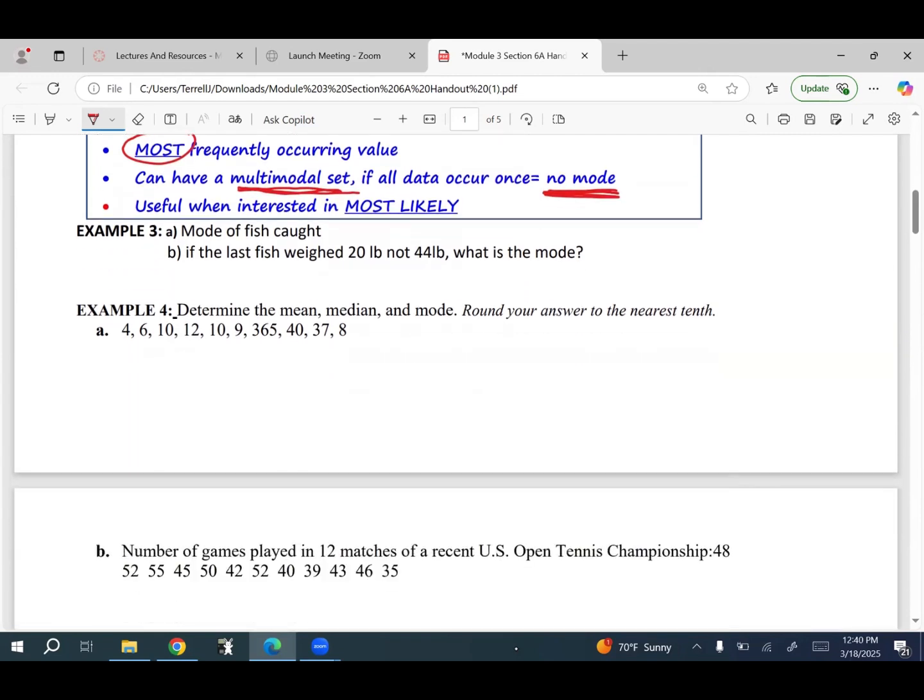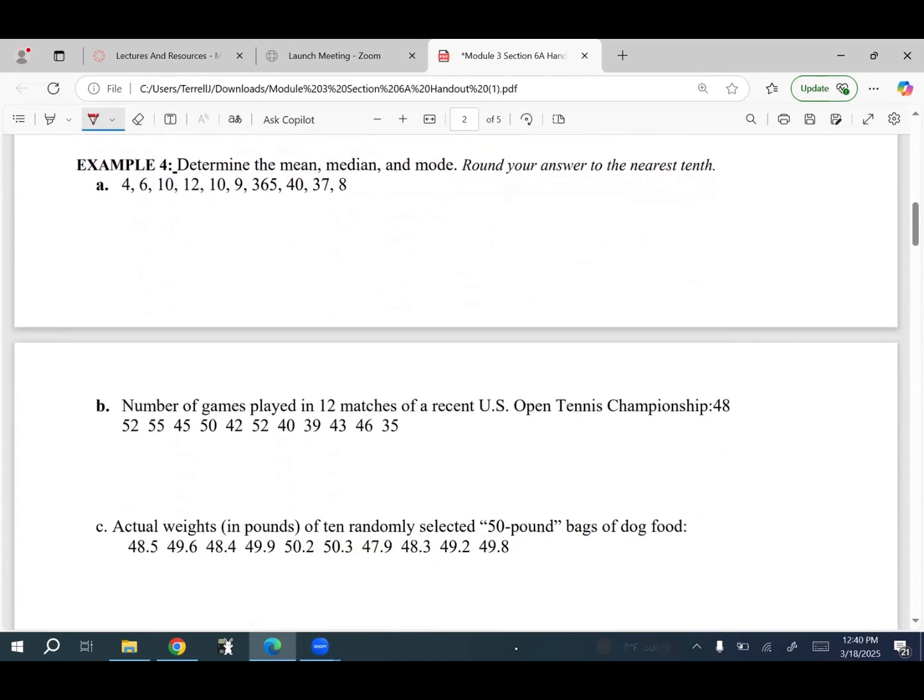So let's look at this first example and see if we can answer. It says determine the mean, median, and mode. Round your answer to the nearest tenth. Okay, so to find the mean, let's write that here. We are summing all the data values and dividing by the total amount of values. So I'm adding all the data values.